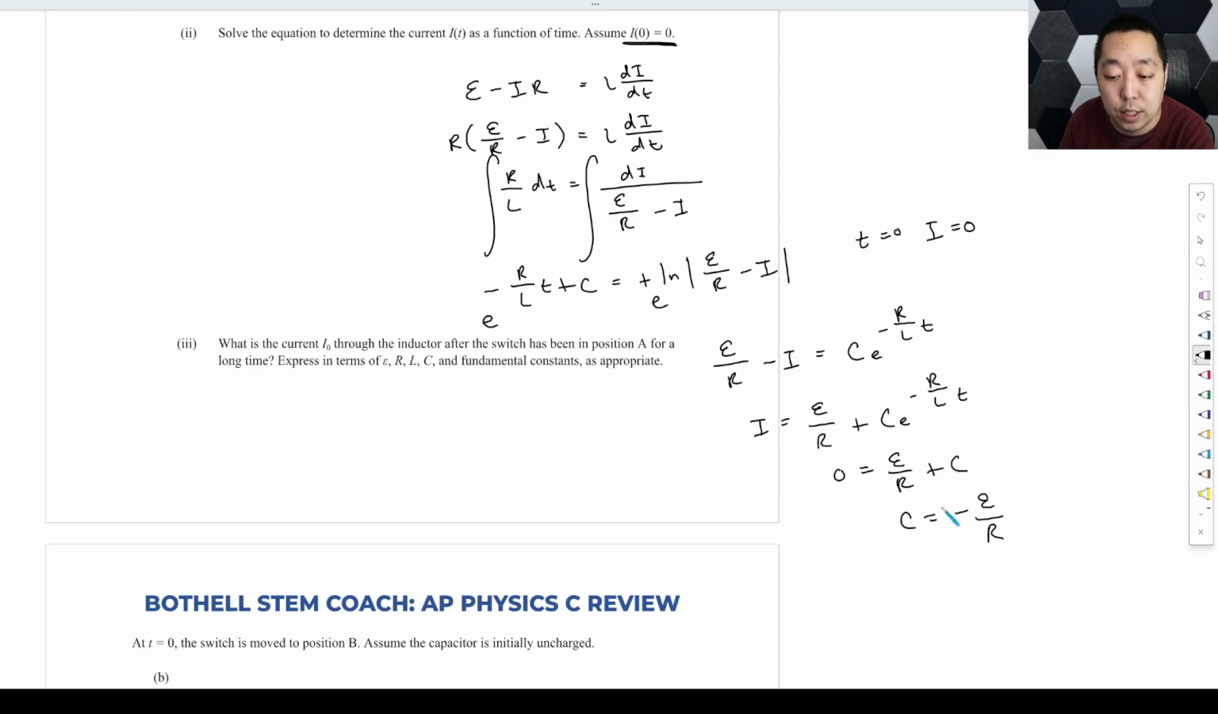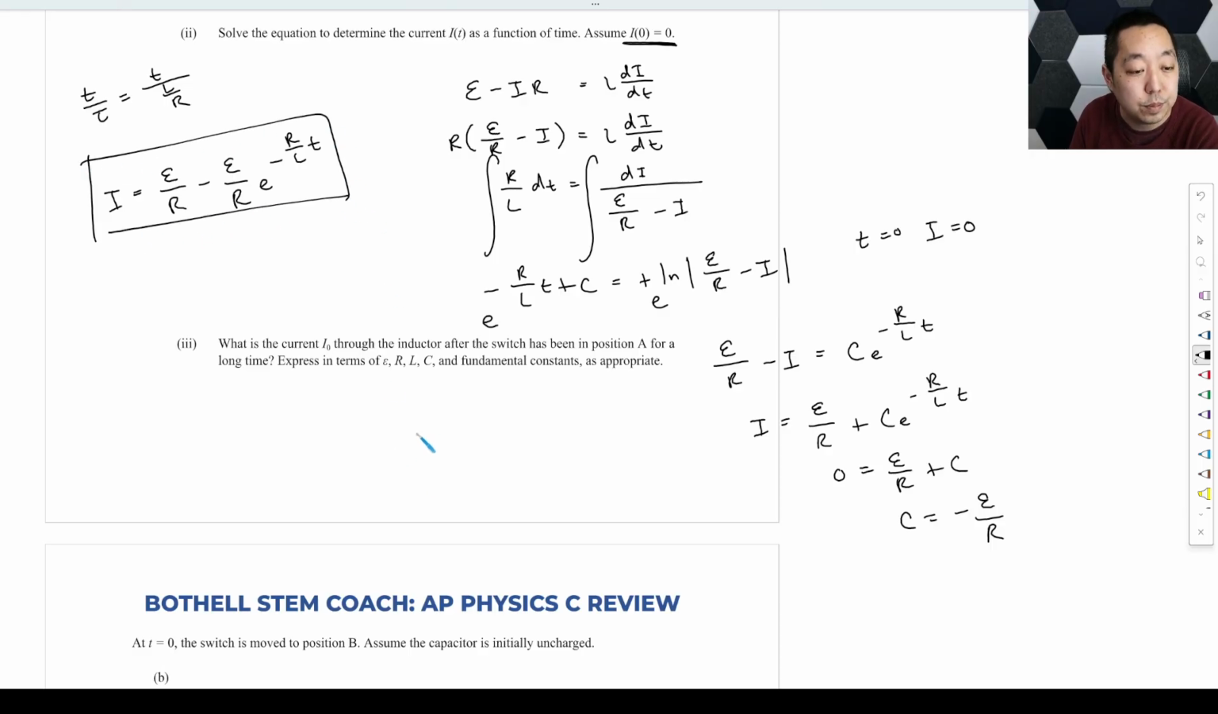And so then ultimately you get I. Let's put it over here. It's epsilon over R minus epsilon over R e to the negative R over L t. And this part here is where we get our time constant, right? Because this becomes t over tau, which is t over L over R, right? So that's where that time constant comes in. But that's going to be our equation here.